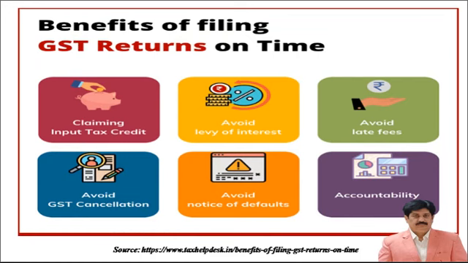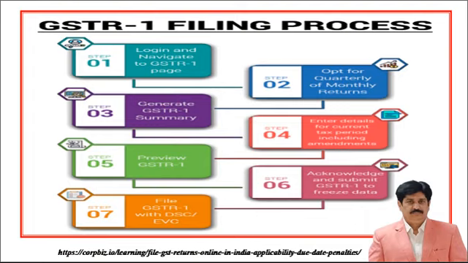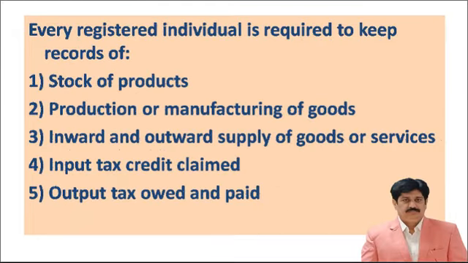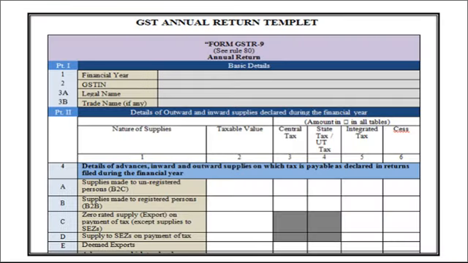After that, we saw the benefits of GSTR filing. Then we saw the filing process. Then we understood the different records which are required as per the GST: stock of products, production or manufacturing of goods, inward and outward supply of goods, input tax credit, and finally output tax. Just to go through the format, this is the format we actually are required to submit to the GST authorities.